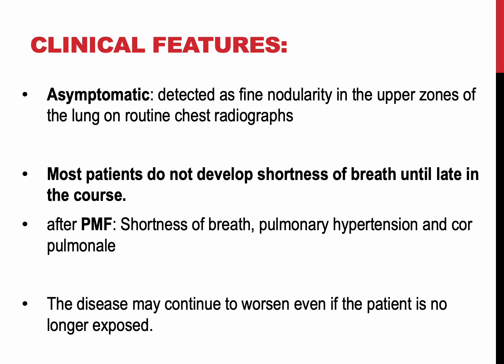Clinically, silicosis is usually detected in asymptomatic workers on routine chest radiographs. Chest radiographs show a fine nodularity in the upper zones of the lung. Most patients do not develop shortness of breath until late in the course. After the development of progressive massive fibrosis, the patients start to experience shortness of breath or dyspnea. Many patients with progressive massive fibrosis develop pulmonary hypertension and cor pulmonale. The disease is described as slowly progressive, resulting in pulmonary function impairment to a degree that the physical activity is severely limited.